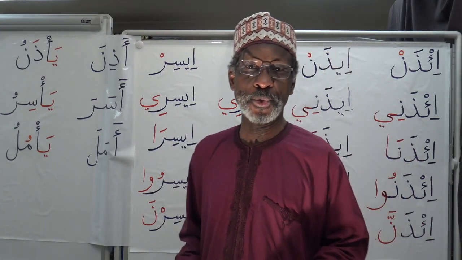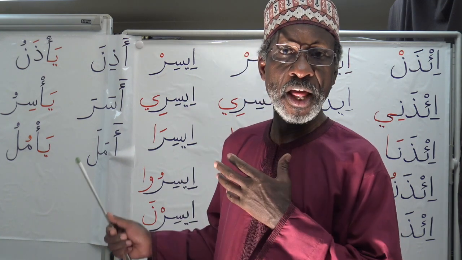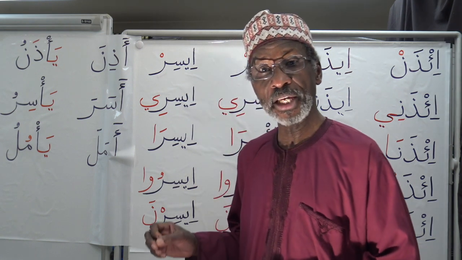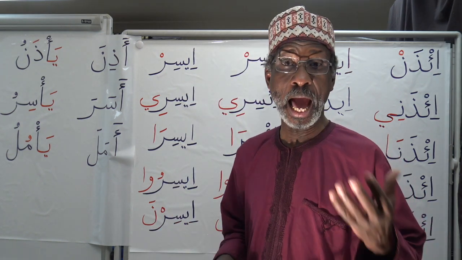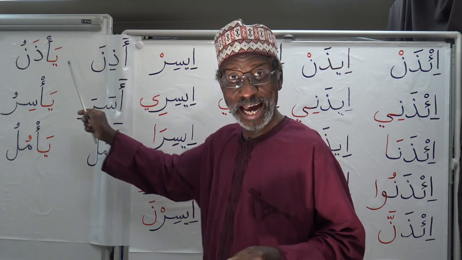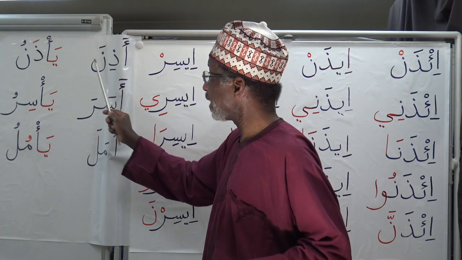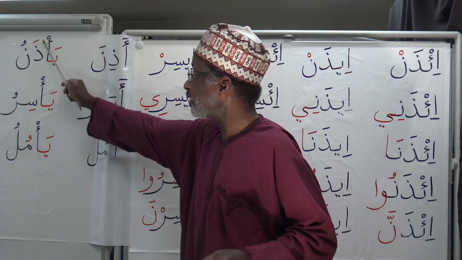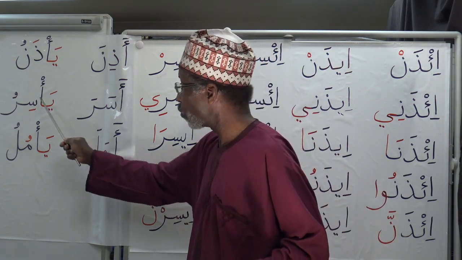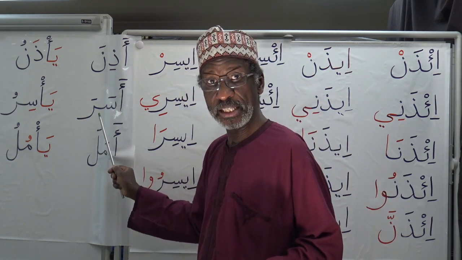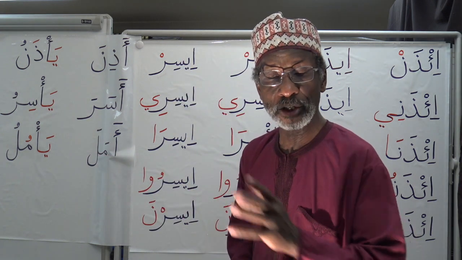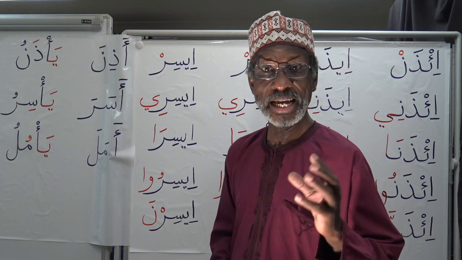Now, let's go through the imperative of these three sample verbs, where we have the first root letter as Hamza. Adhina, ya'dhanu, he allowed, he allows. Note that the second root letter in the present tense is carrying fatha. Here, asara, he captured, ya'siru, the second root letter is carrying kasra in the present tense. Let's see the implication of that in terms of the imperative.